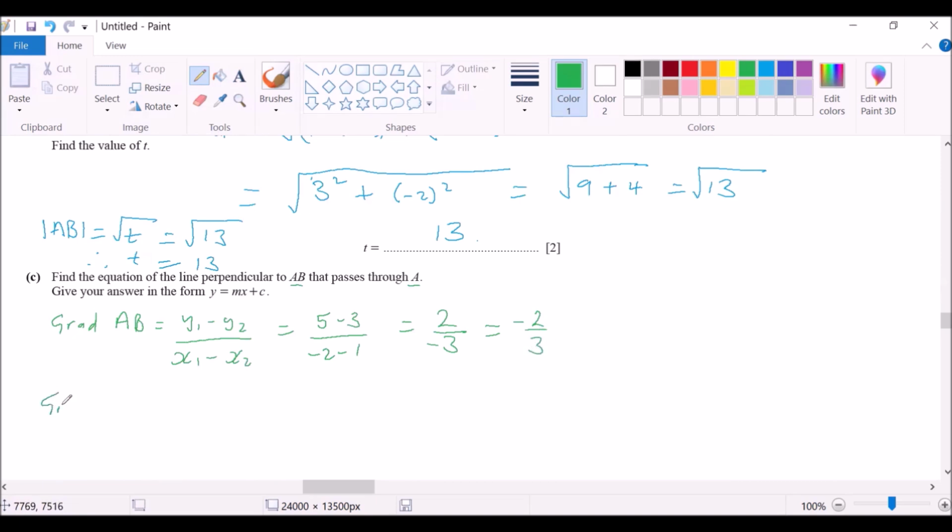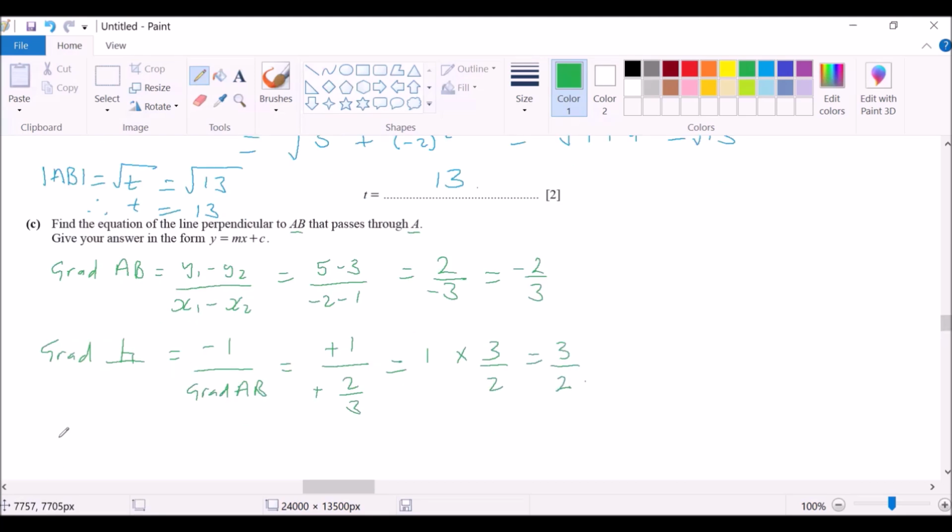Now we want the gradient of the perpendicular, which is minus 1 over the gradient of AB, which is minus 1 over -2/3. The negatives cancel, then this becomes 1 times the inverse of 2/3, which is 3 over 2. That is the gradient of the perpendicular.